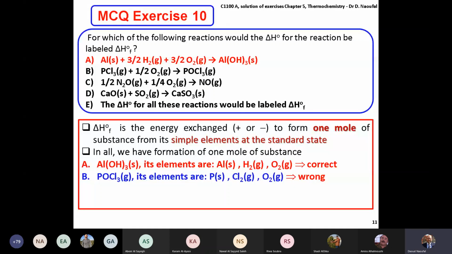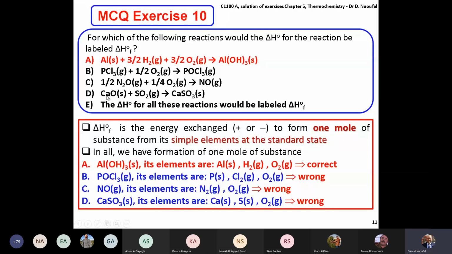This is not the simple element. So B is incorrect. C is incorrect because N2O is a compound, not a simple element. D is incorrect also, since CaO and SO2 are compounds. The delta H for all these reactions would not be labeled delta H0 formation. So we have only one correct answer, which is A.